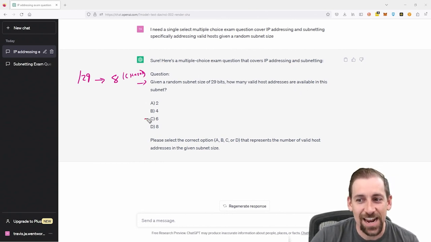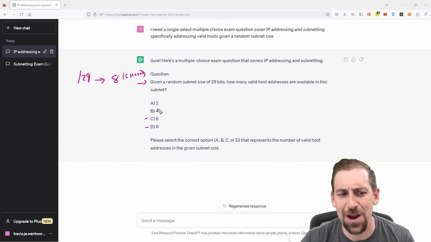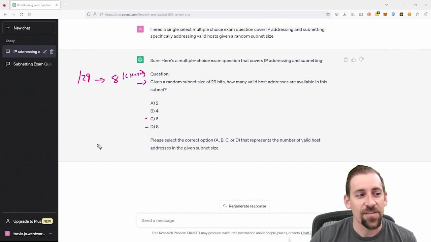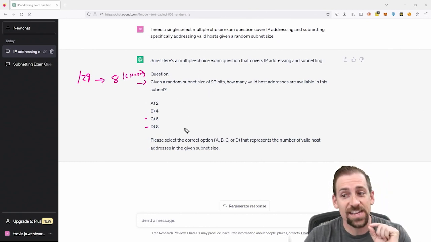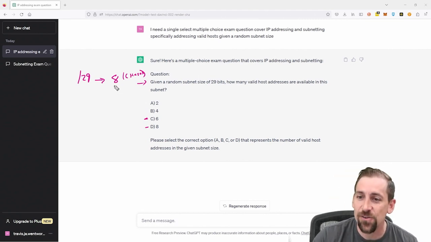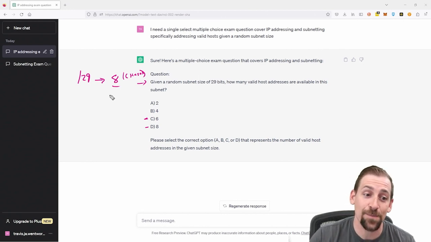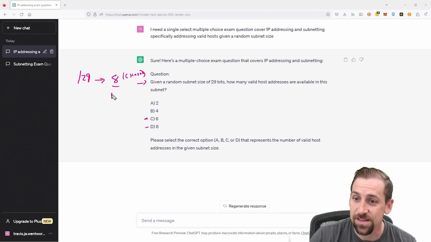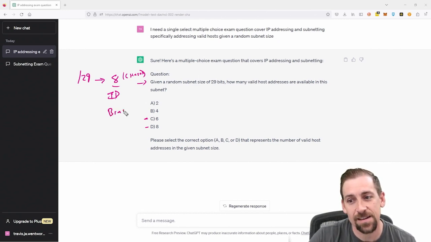Interestingly enough, it actually gives you 2 answers here. What are we playing, Jeopardy? 2 answers here that could be valid dependent upon the question. If it asks for valid hosts in this subnet, there's actually only 6 valid hosts in the subnet because the first IP address and the last IP address are not valid. The first IP being the subnet ID, and the last IP being the broadcast.